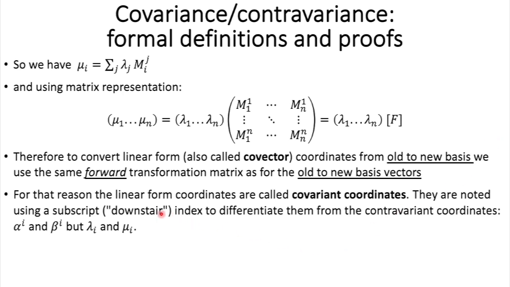And here again, the reason why we call these coordinates from the linear forms, in the dual space, covariant coordinates is because they transform the coordinates in the same way as the basis vectors, as opposed to contravariant coordinates.